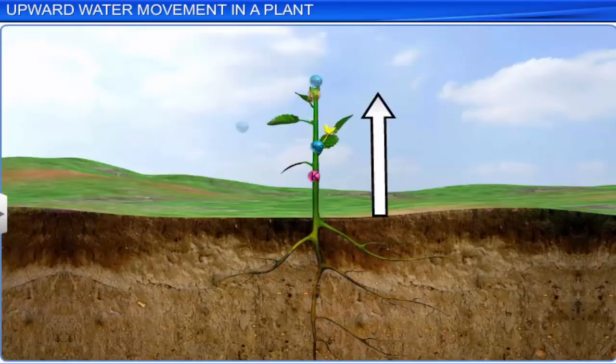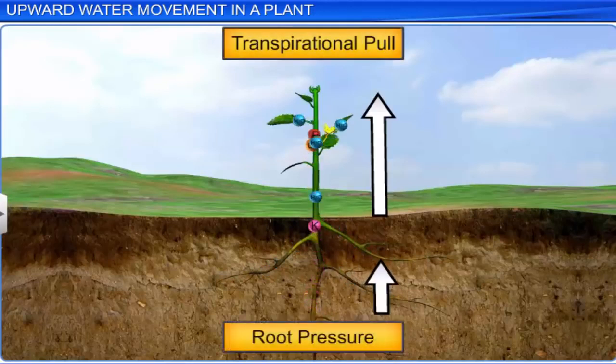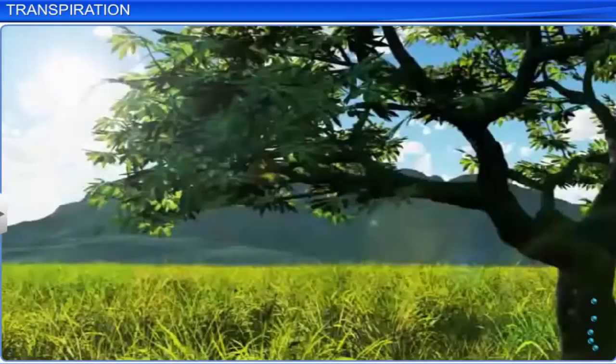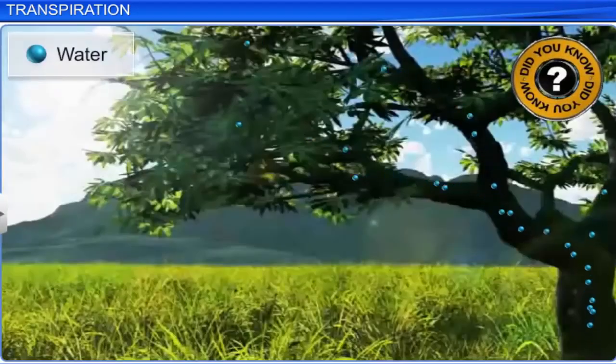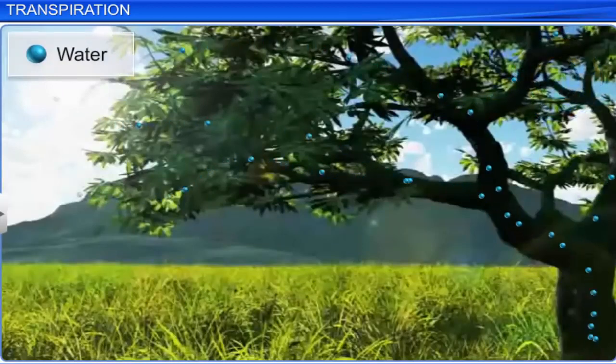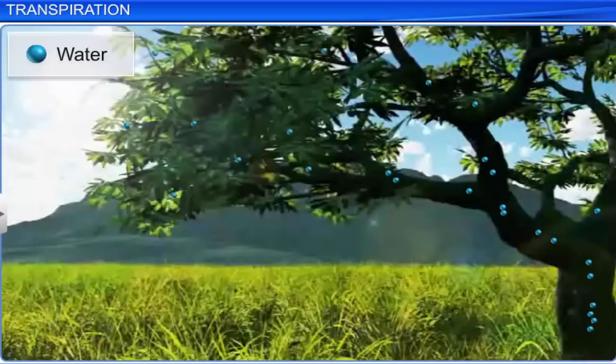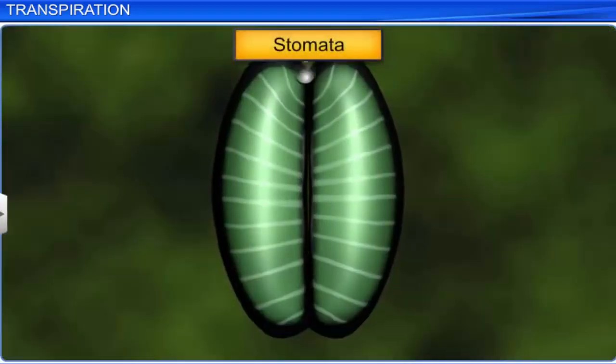Therefore, we can conclude that together, transpirational pull and root pressure are responsible for the upward movement of water in plants. Did you know that a fully grown tree may lose thousands of liters of water through its leaves on a hot, dry day through transpiration? Transpiration is the loss of water due to evaporation that occurs through pores in leaves called stomata.